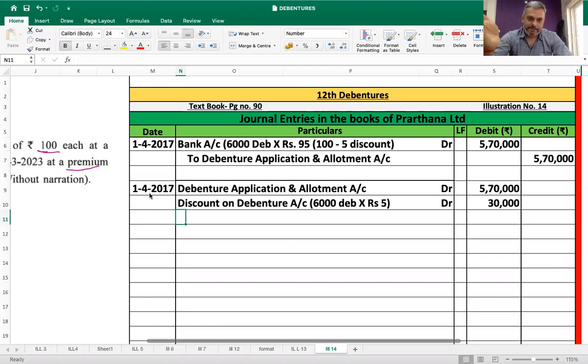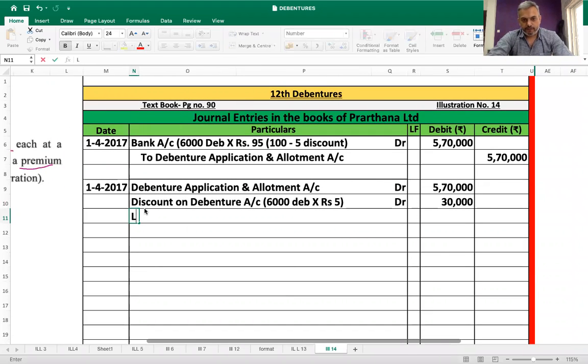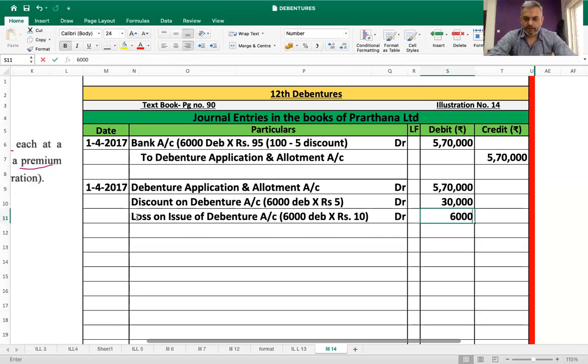But here, this is not the end of the loss for the company, because it is a discount at the time of issue, but a premium at the time of redemption. What is the premium? 10%. So loss on issue of debenture, 6,000 debentures into rupees 10, debit 60,000.